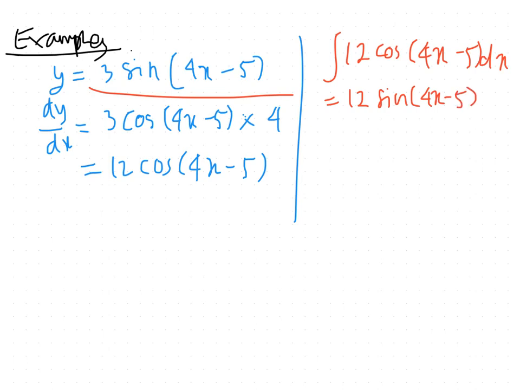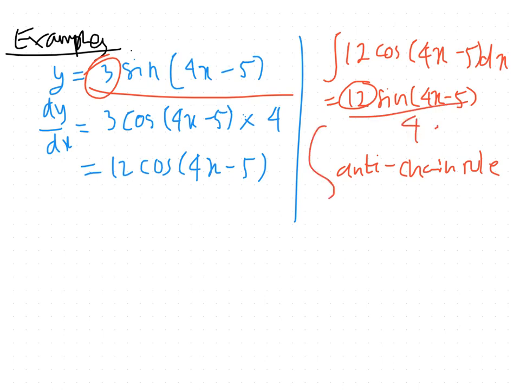But we know before that there's this chain rule thing, right? So that's why the numbers are actually different, 3 and 12. So how do we get the 3? It actually comes from the 4 here. That's why they call it the anti chain rule or reverse chain rule or whatever it is. So over 4, that's why you will get 3 sine 4x minus 5 plus c, definitely plus c.